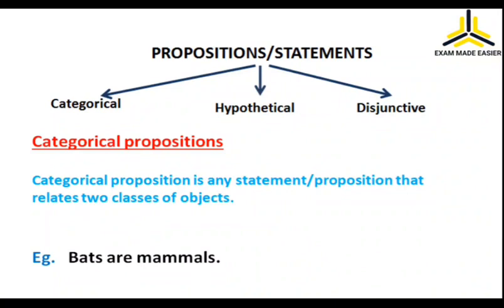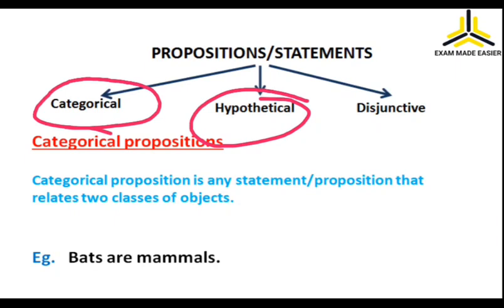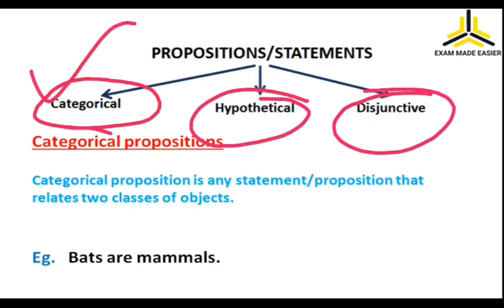Now first of all, when we talk about propositions, what exactly are they? Propositions are simply statements. I have written here: propositions or statements. There are three types of propositions: first is categorical proposition, second is hypothetical proposition, and the third is disjunctive proposition. But in your exam we actually require only the categorical proposition, so we will discuss only categorical propositions in this lecture.